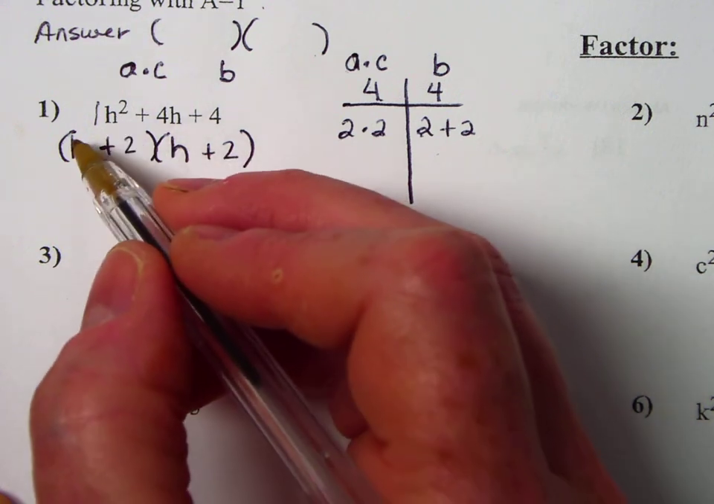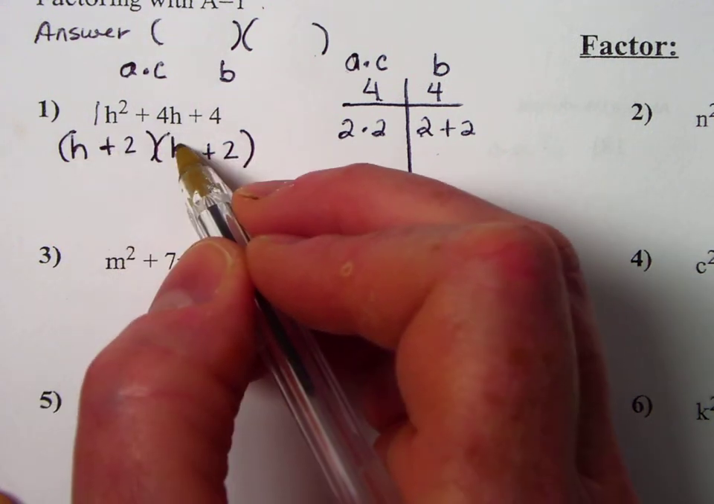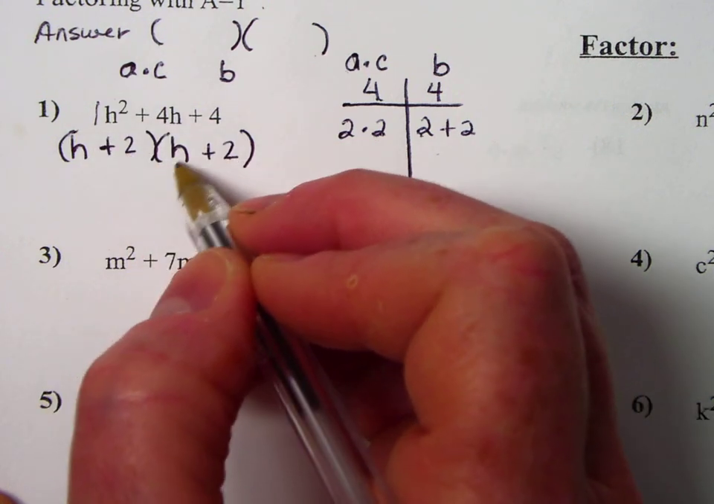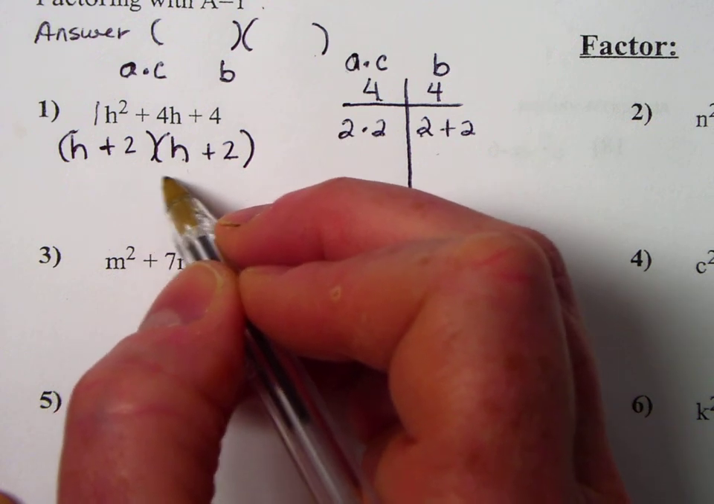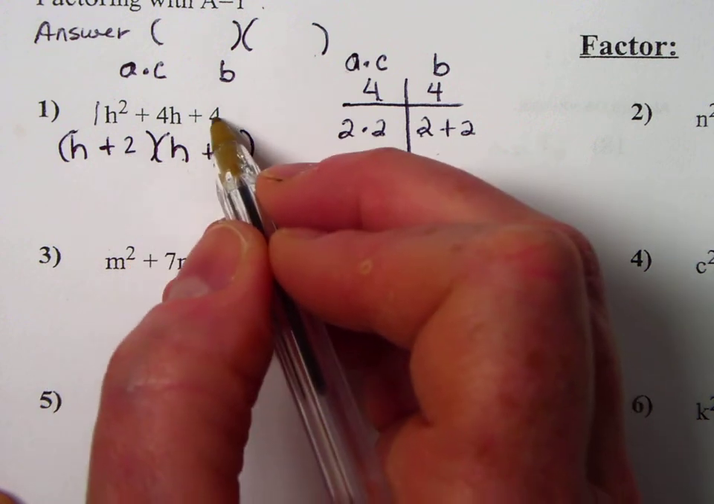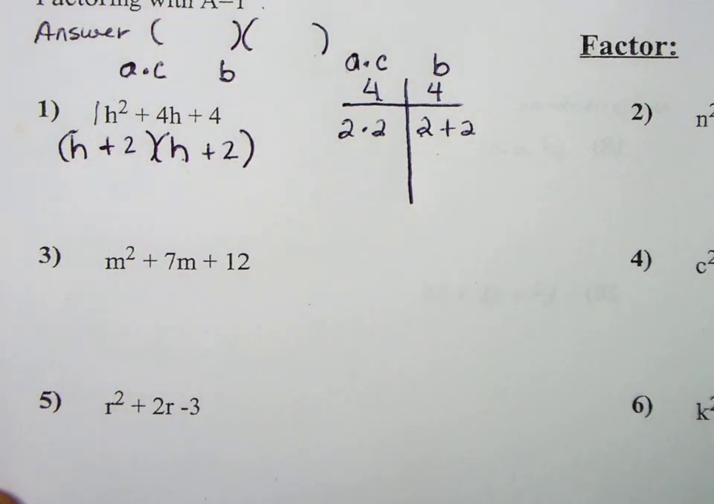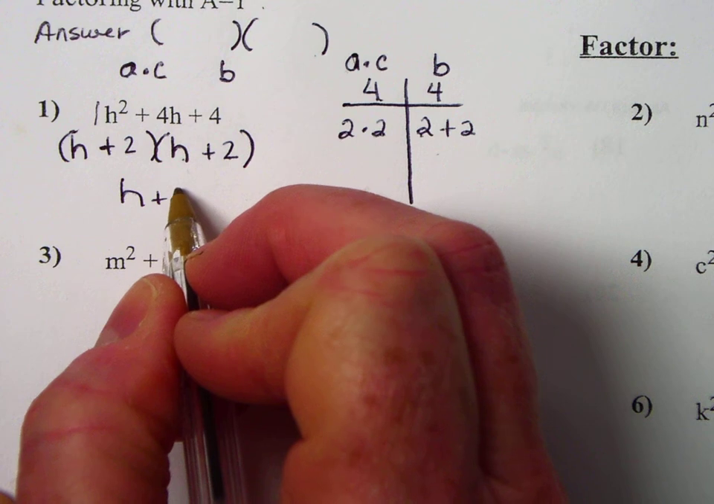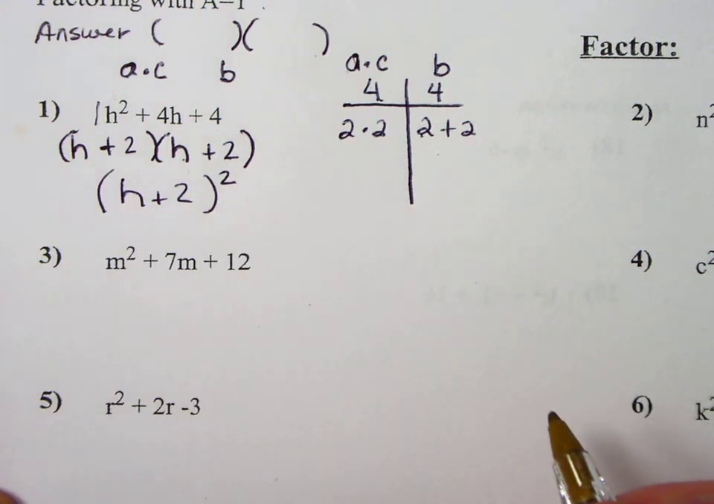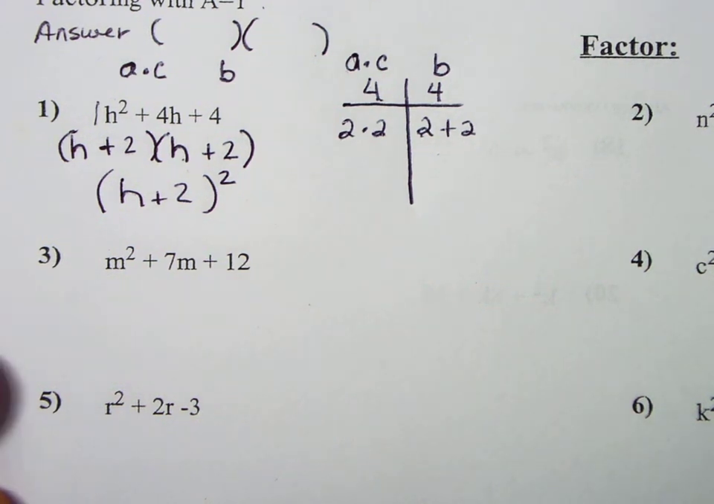Do you understand that if you were to FOIL this, h times h would give you h squared. H times 2 would be a 2h. 2 times h is a 2h. 2h plus 2h makes 4h. And then the last two multiplied together, 2 times 2 would create the 4. If you ever want to check your answers, just FOIL it. If you've done it right, you'll get the original problem back. Okay? That's done. Now, you could write it in the grown-up way to look like that, which would be lovely, but it's not necessary. Okay? Let's try number 2, because there's some negatives there.